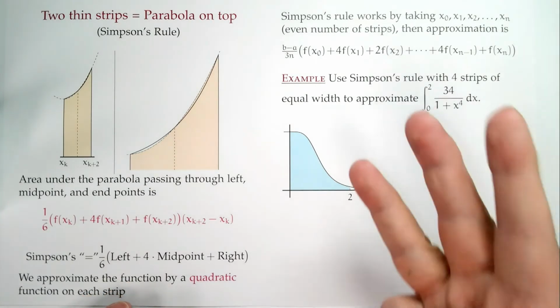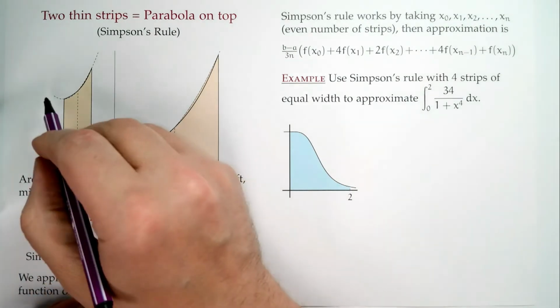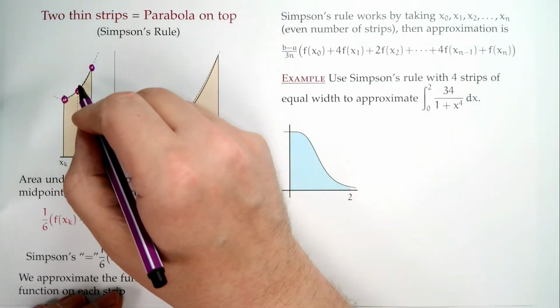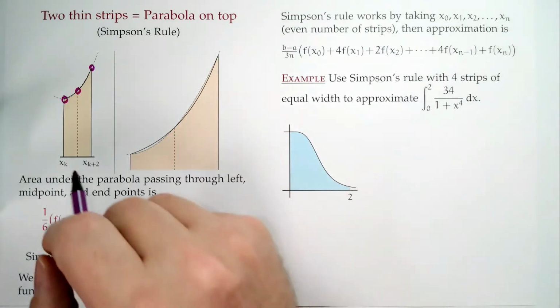That means I need 3 pieces of information. So where are our 3 pieces of information? Well, we're going to think of it as what's happening on the left, and on the right, and on the center. So that would be our 3 pieces of information. Now here's how Simpson's rule works in practice.